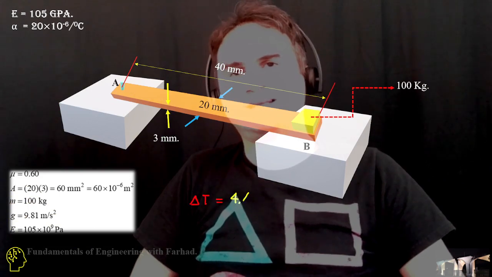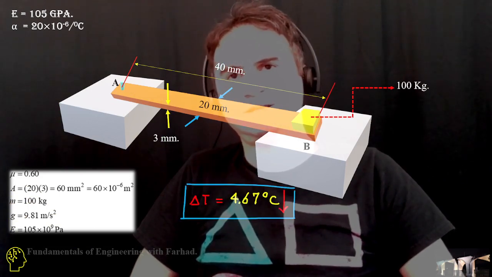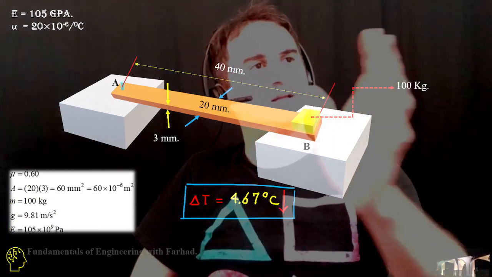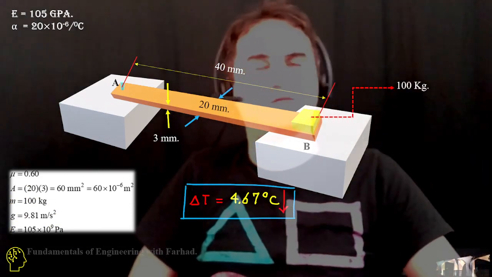That tells us this amount of temperature drop causes incipient motion by friction force.